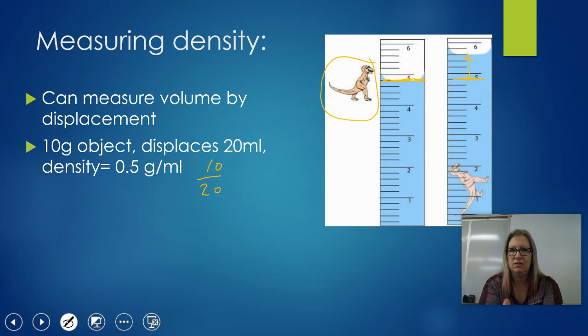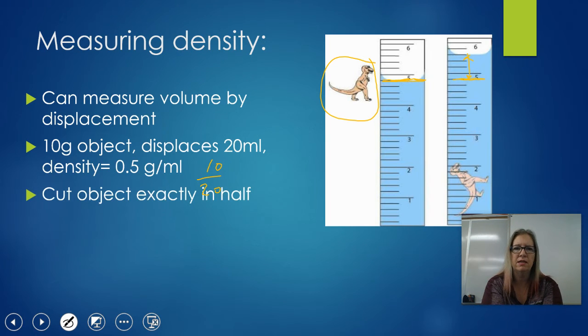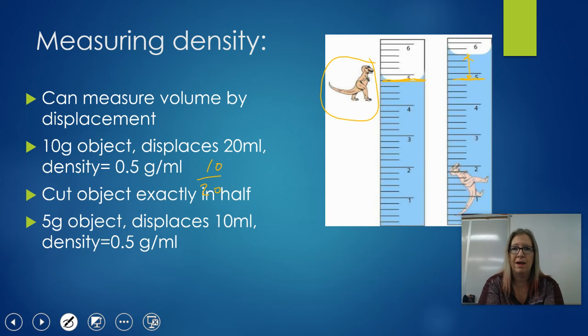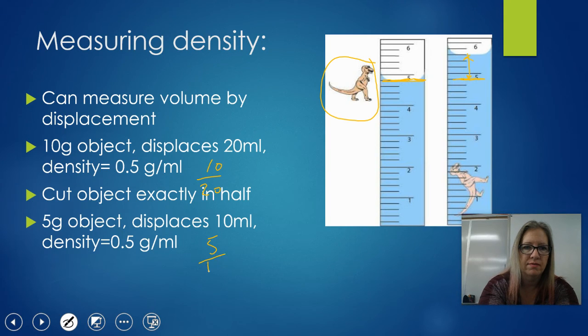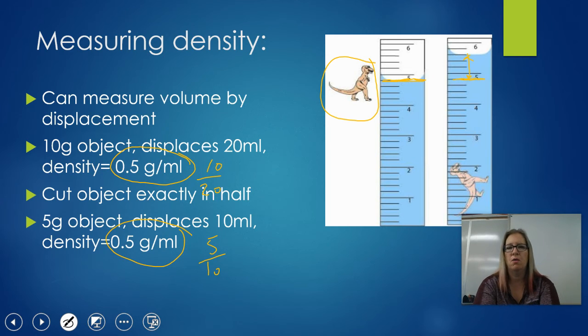Well, if I cut that dinosaur in half exactly, not top and bottom, but right through the middle, then he would have a mass of 5 grams. Then he's only going to displace 10 milliliters of water. So again, 5 divided by 10 is going to give us the same density. And so that's how density can be used as a characteristic property.